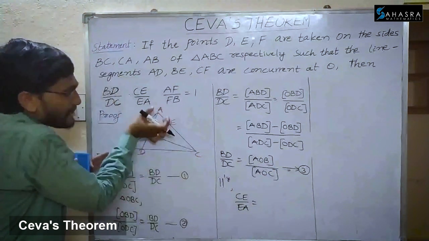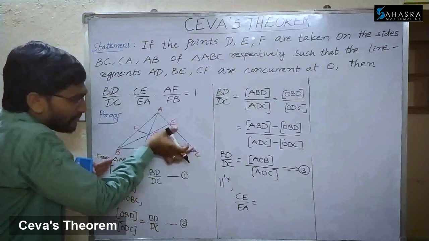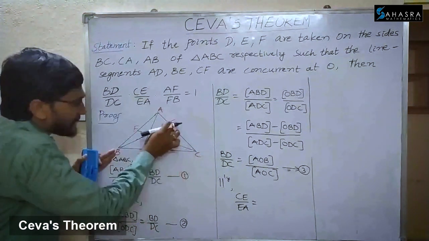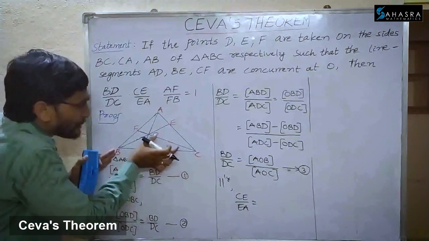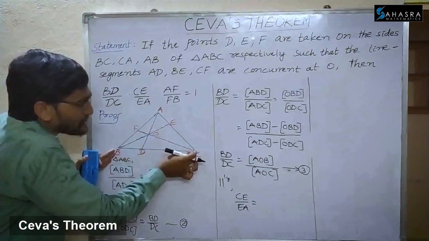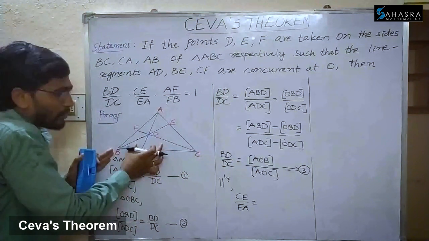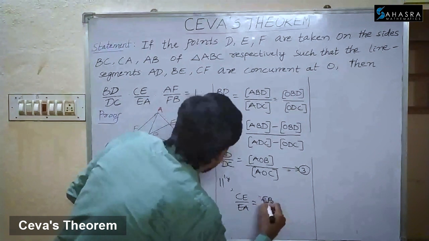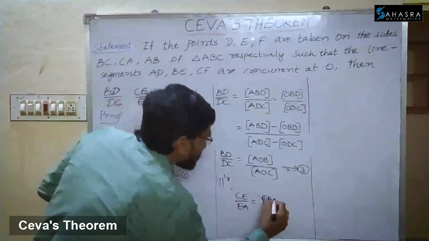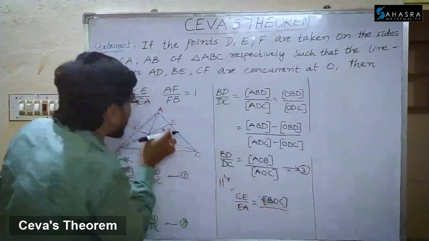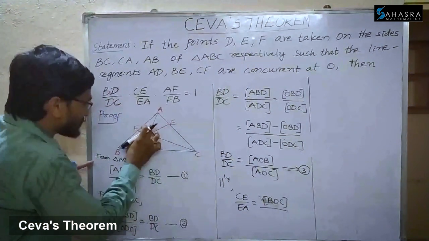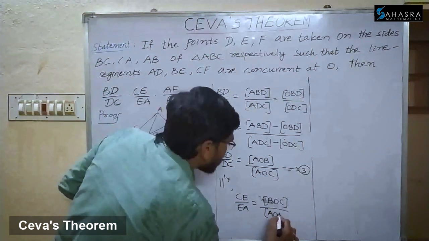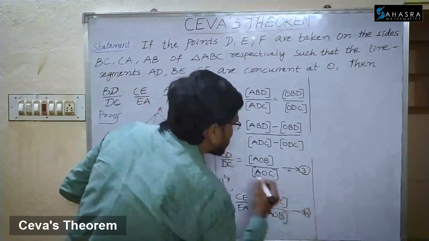Here CE by EA: if you want CE, then we have area of triangle EBC. From area of triangle EBC you have to remove area of triangle EOC, then we get area of triangle OBC. CE is nothing but area of triangle BOC. Similarly, EA: remove this one, then we get this triangle, area of triangle AOB. This is the fourth equation.